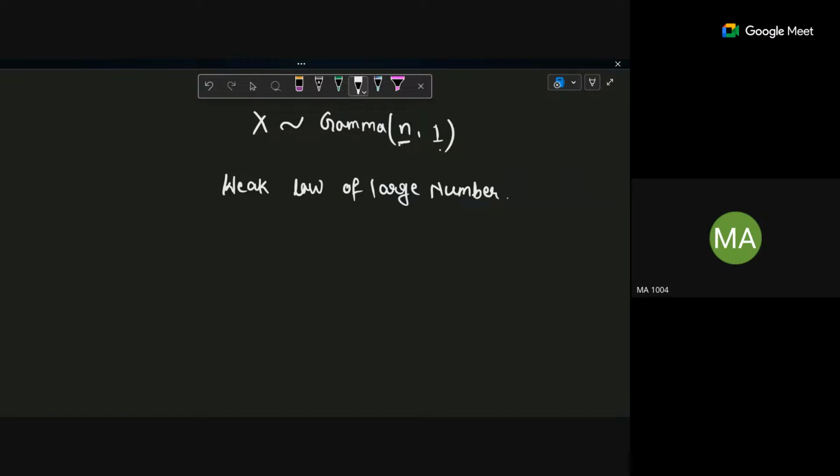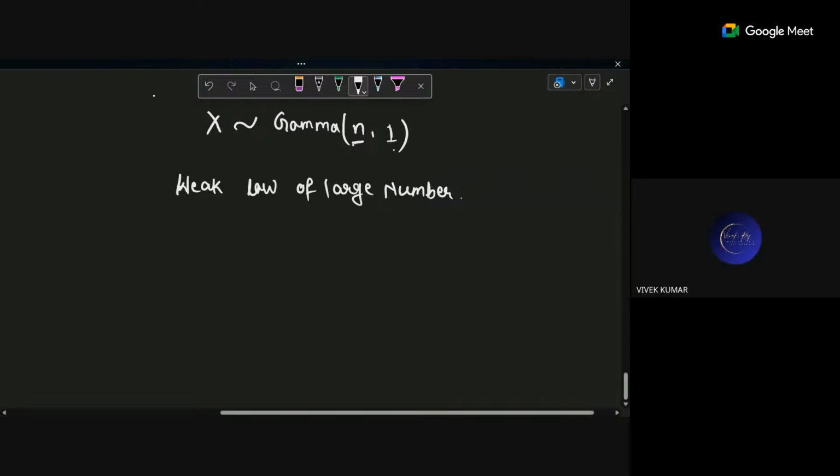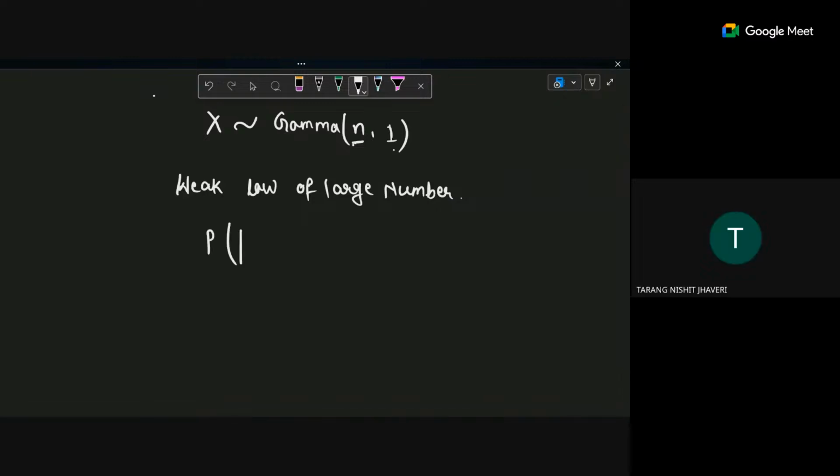Like for CLT, I explained, right? In CLT, the sample mean is how far from the actual mean. Okay.